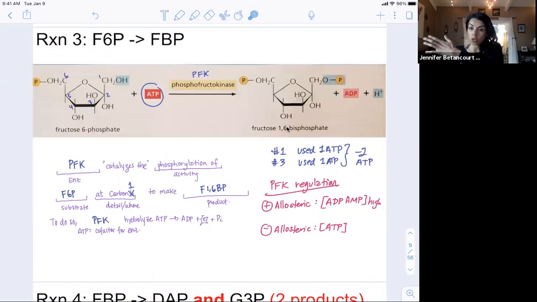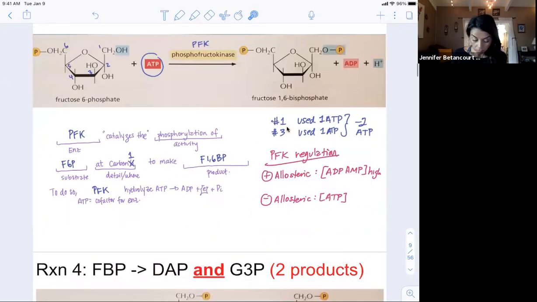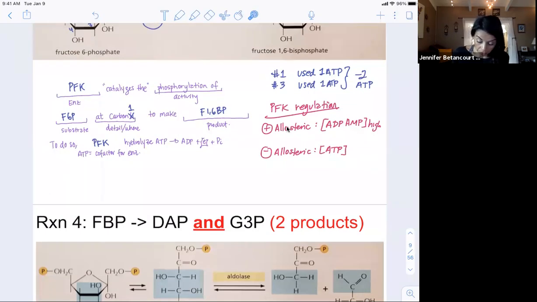It allows it to do its job. Too much ATP in the cell, some of that ATP is like, I'll show you, I'm going to sit on you and not let you make more FBP. Okay, and then the other thing that negatively regulates PFK is a molecule called citrate.